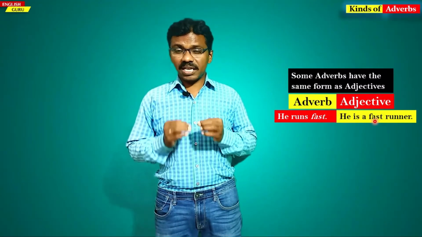For example, if you take in a sentence, he runs fast. Fast is an adverb, whereas if you say he is a fast runner, fast is an adjective. In a similar manner, he works hard. Hard is an adverb. Iron is hard. Hard is an adjective in this sentence. He gets up early. Early is an adverb. He is an early riser. Early is an adjective in this sentence.